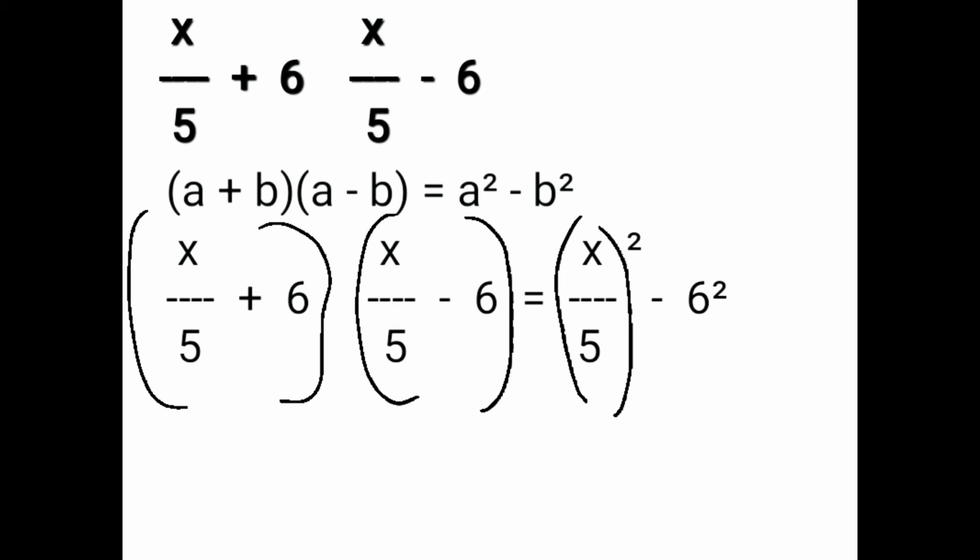You have to understand what to write in place of a and b in the question. And then you have to solve this part. That is equal to x²/25 - 36. Square of 6 is 36. And here in the a² part, a numerator and denominator are there. The fraction is given. First you have to solve the numerator part. Square of the variable remains the same. That is x². And now solve the denominator part. The denominator is 5. Square of 5 is 25.